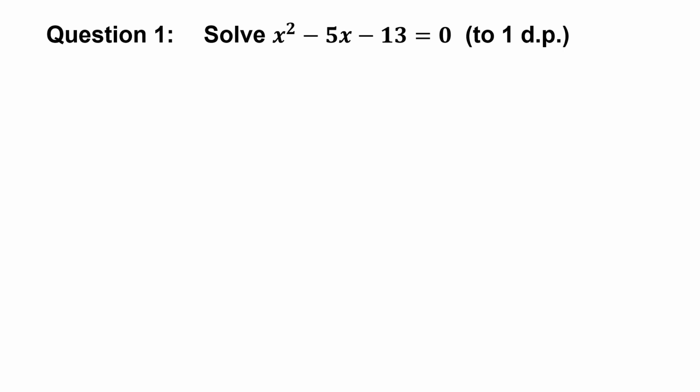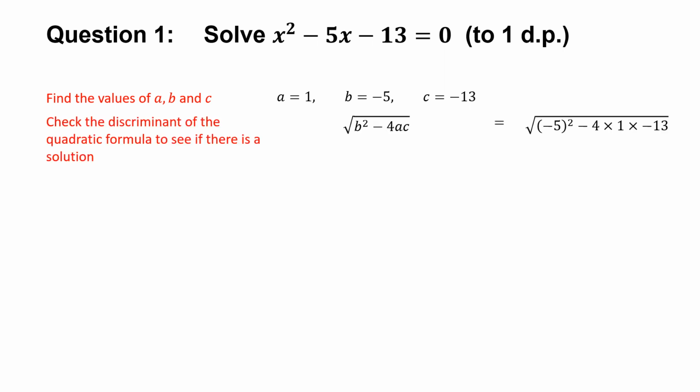So hopefully you found that okay. Let's run through how we're going to solve this. Hopefully your first step was to write out our a, b, and c values. So we have a equals 1, b equals minus 5, and c equals minus 13. We're going to check our discriminant, b squared minus 4 times a times c. We'll just skip to that. So you should have root 77. This is obviously positive, which means that we're going to have two solutions.